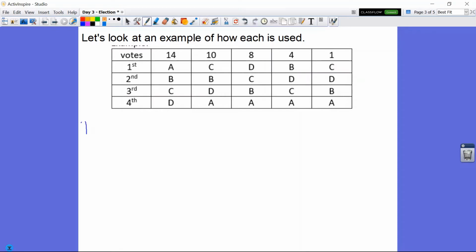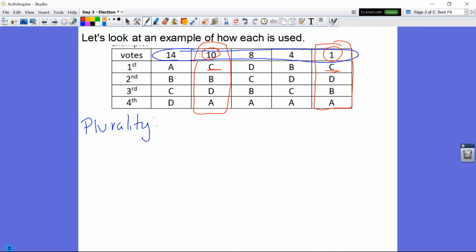So the first one and the easiest one is plurality. Plurality is just who has the most first place votes. The only thing that you really need to make sure you're paying attention to is this number of voters row. So C shows up in first place in 2 places, but that doesn't mean that C gets 2 first place votes. It means C gets 11 first place votes because these 10 people voted for C first, and this one person voted for C first.